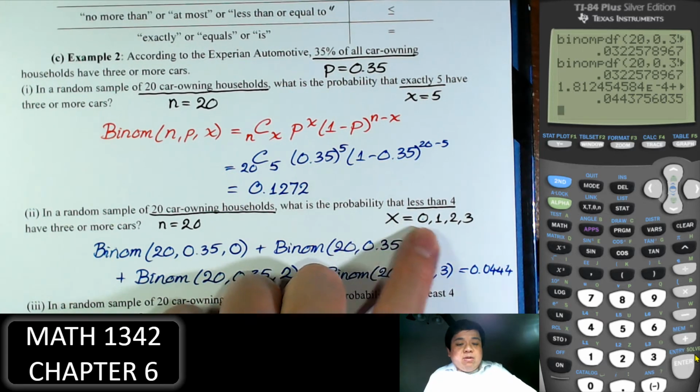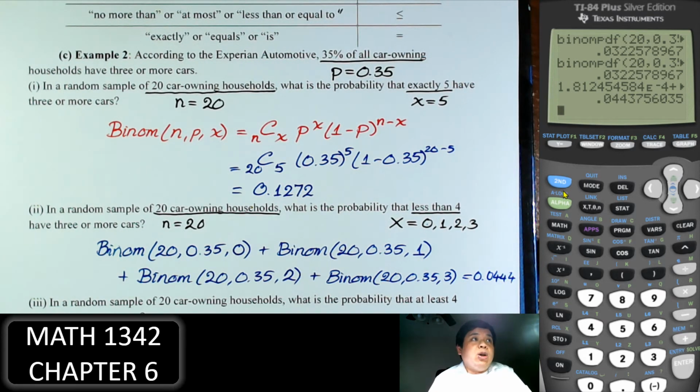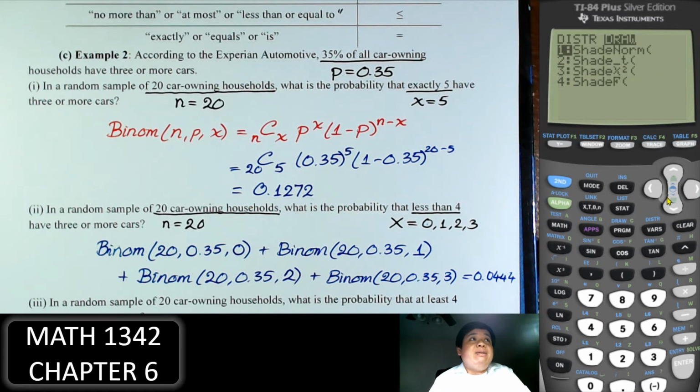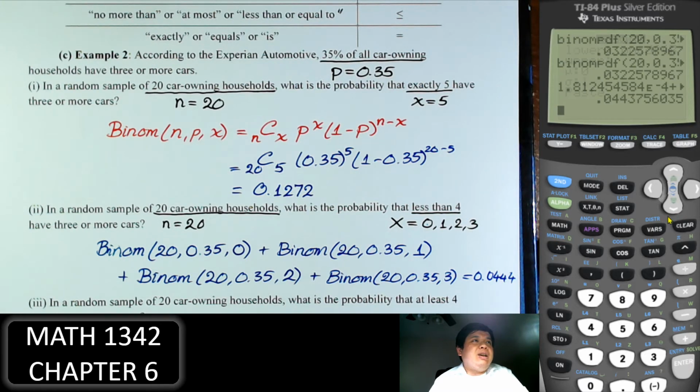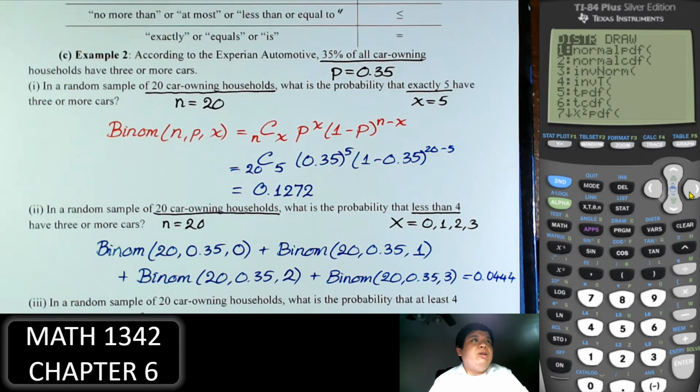If we get x from 0 to 3, what we do is binomial CDF. The C stands for cumulative. Right? So, second variable, and then we go to binomial CDF if we want more than one value.